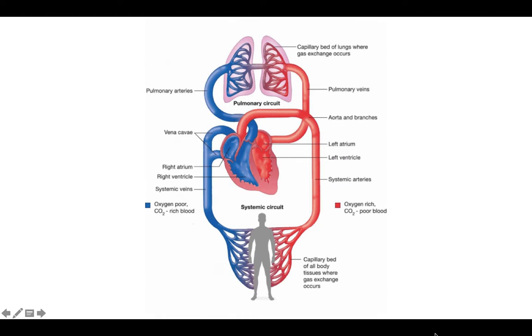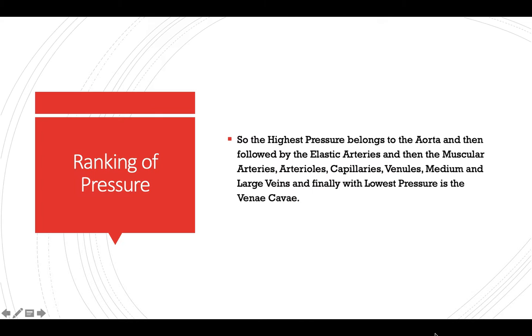Let's see what a blood vessel network is. This is an illustration of the blood vessel network, and let us rank them by their pressure. The highest pressure belongs to the aorta, followed by the elastic arteries, then the muscular arteries, arterioles, capillaries, venules, medium and large veins, and finally, with the lowest pressure, the venae cavae.